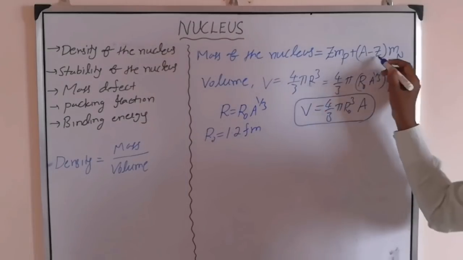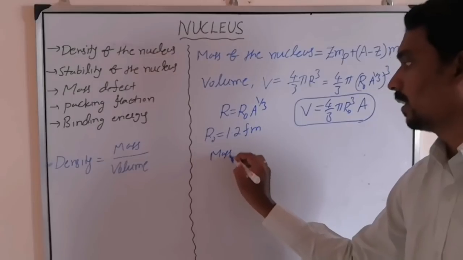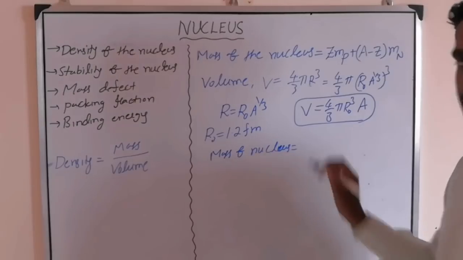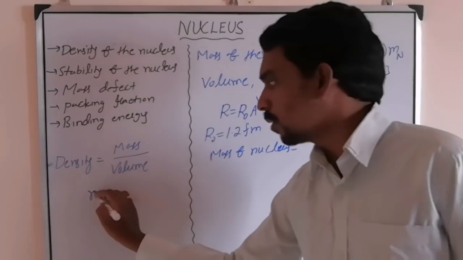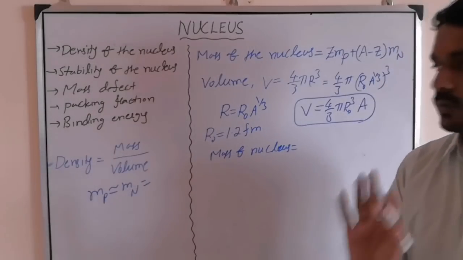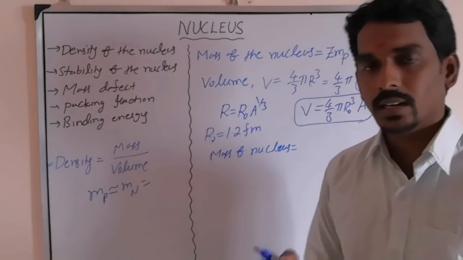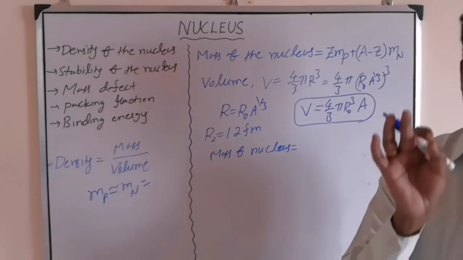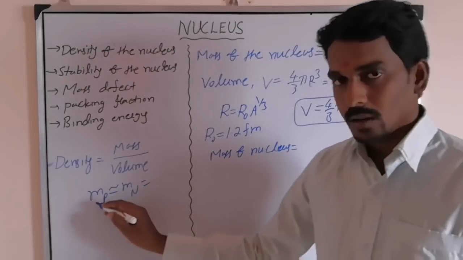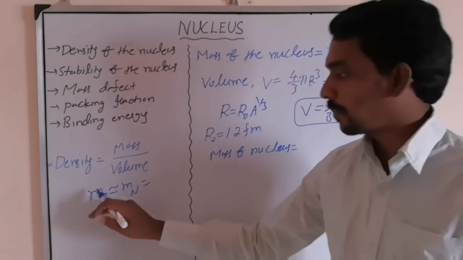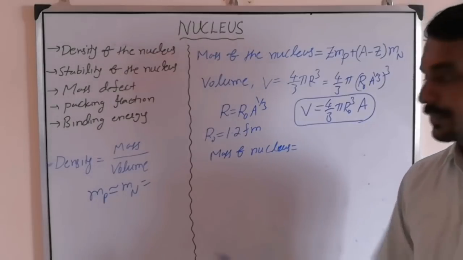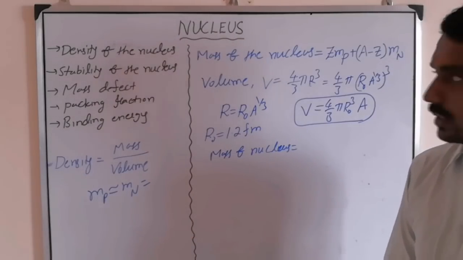Now let's take the mass of the nucleus. I said that the mass of a proton is approximately equal to the mass of a neutron. So in every calculation, in every question, we will take this, until and unless they specify something else. Take my word, note it. Until and unless they specify that both masses are different, we take approximately the same mass, 1.627 into 10 power minus 27 kg.